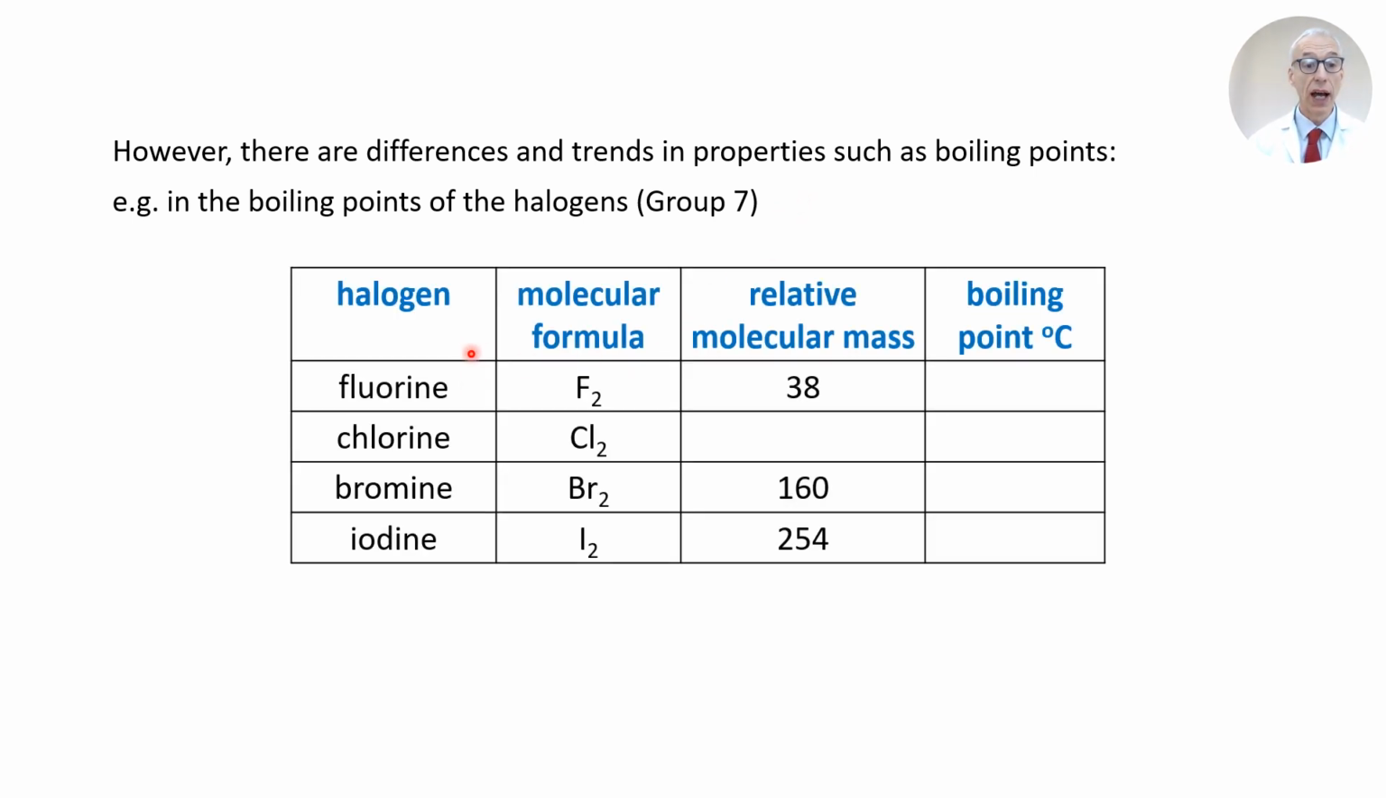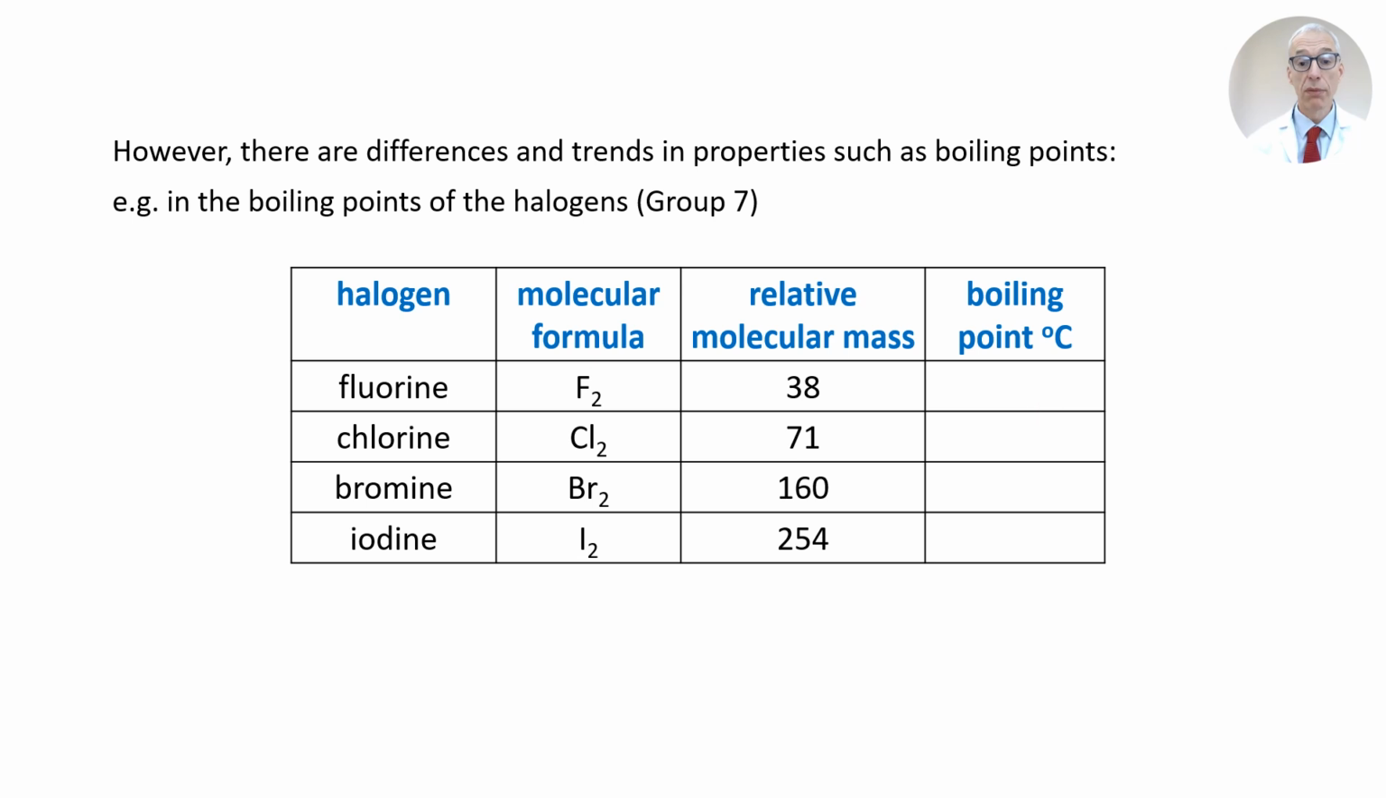So here are the halogens: fluorine, chlorine, bromine, iodine. Here are their molecular formulae. I've filled in some relative molecular masses. Pause. Could you complete the relative molecular mass for chlorine, Cl2? Come back when you are ready. Okay, so the relative molecular mass of chlorine is 71.